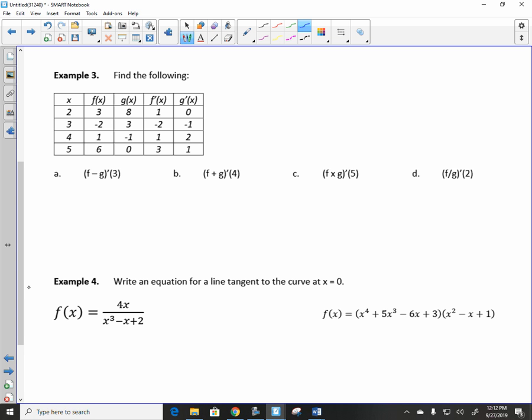We have a table, okay? It says find the following, f minus g prime of 3. So to take that derivative, we take f prime of 3 minus g prime of 3. As you look at the table, can anybody tell me what f prime of 3 is? Negative 2 minus g prime of 3. Negative 1. Add the opposite, and I get negative 1.